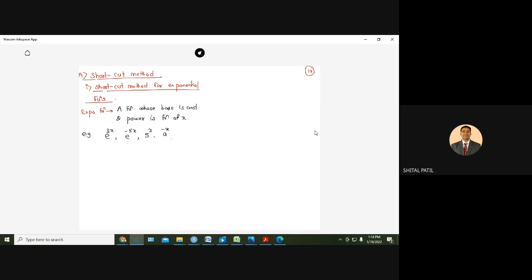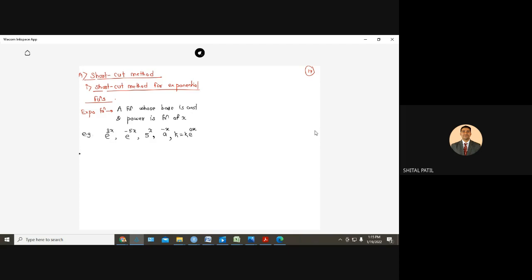Okay, all these are known as exponential functions. We can consider a constant as an exponential function, since constant is equal to constant into e raised to 0x. Now, all these are exponential functions. Getting everyone? Okay.